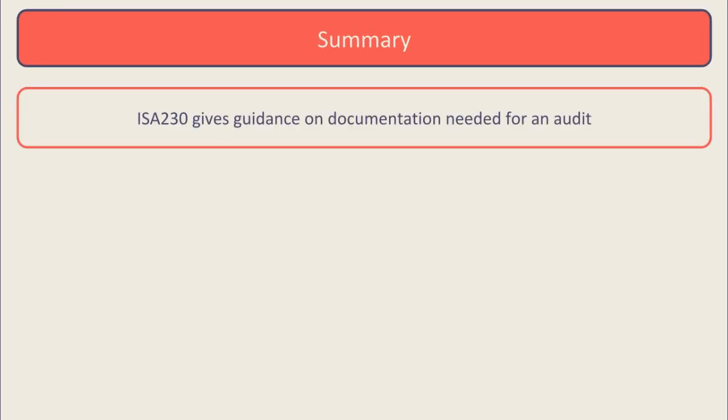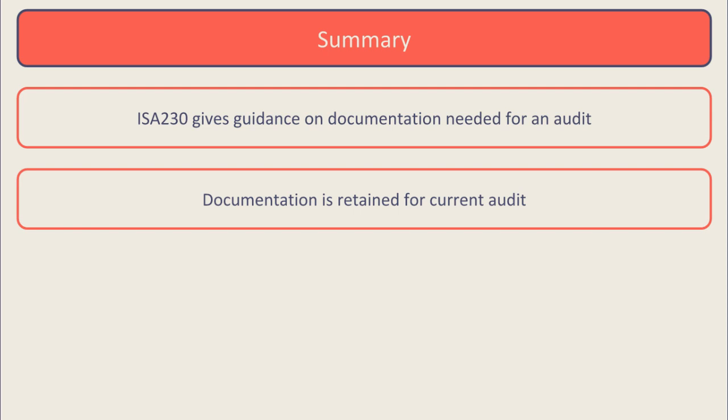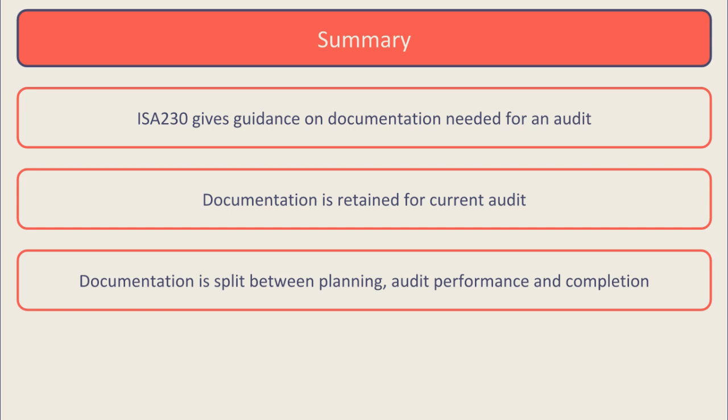To summarise, ISA 230 gives guidance on what documentation is needed for an audit and how it should be managed. Documentation is retained for the current audit, for relevant information to assist the auditor and any correspondence between the auditor and the client. Documentation for the current audit is split between the planning, audit performance and completion sections of the audit file.